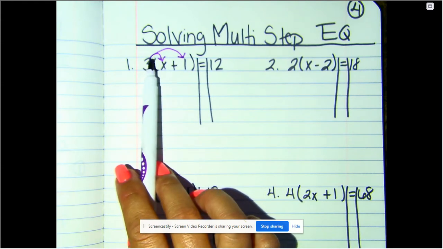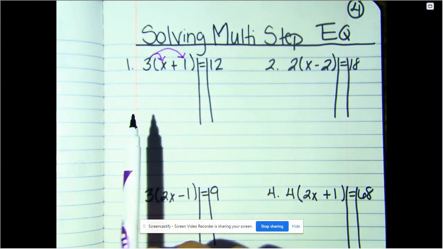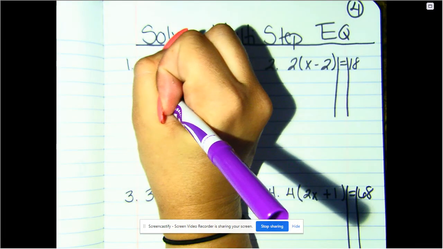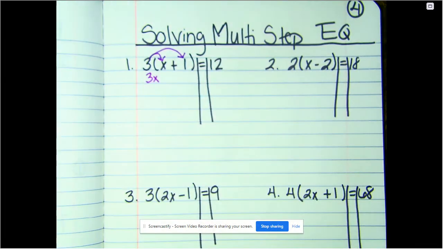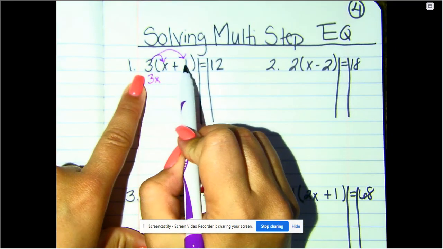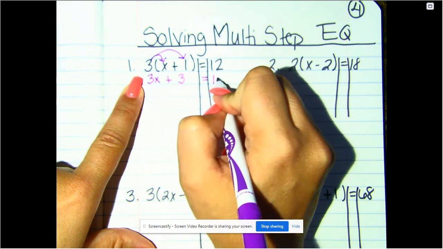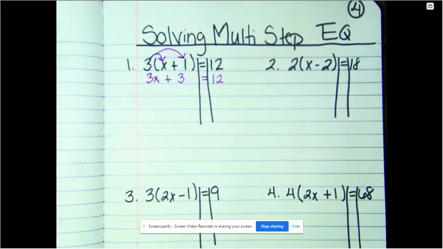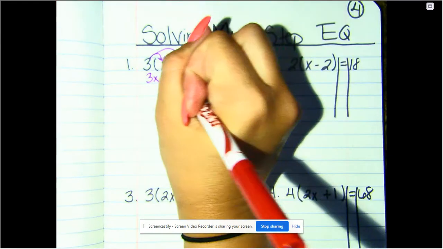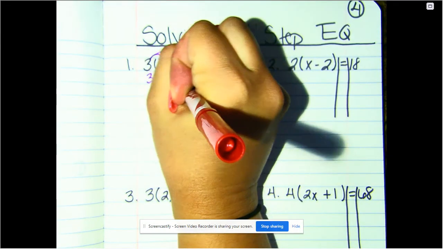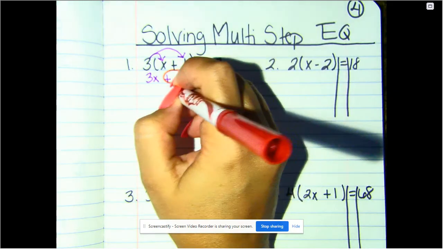So first, we're going to distribute the 3 to the x, and the operation that does this is multiplication. So that becomes 3 times x, and we're just going to write that as 3x. And then the other one is 3 times 1, and that is a positive 3, and then is equal to 12. Okay, so now that my distributive property is taken care of, it works just like any other two-step equation. We need to find the operation first. We have to undo addition or subtraction. Second, we undo multiplication or division. So the operation that I see here is addition. So to undo that operation, we need to subtract 3 on each side.